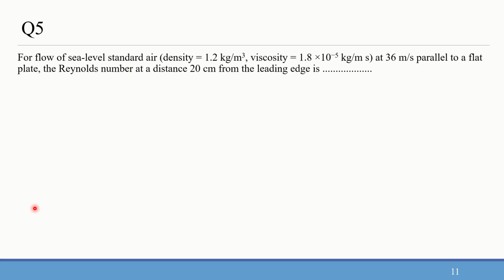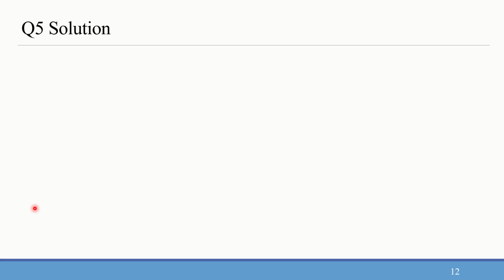So we are asked to find the Reynolds number. It's a straightforward problem, so we'll be able to get it. For that, first what are we going to do? We'll write the given first. What is given? The distance from the leading edge is given as 20 centimeter, and velocity is given as 36 meter per second, and viscosity was given as 1.5 into 10 power minus 5 kg per meter second.